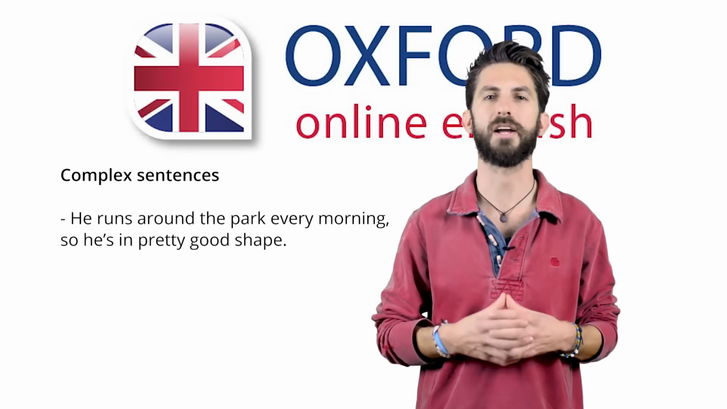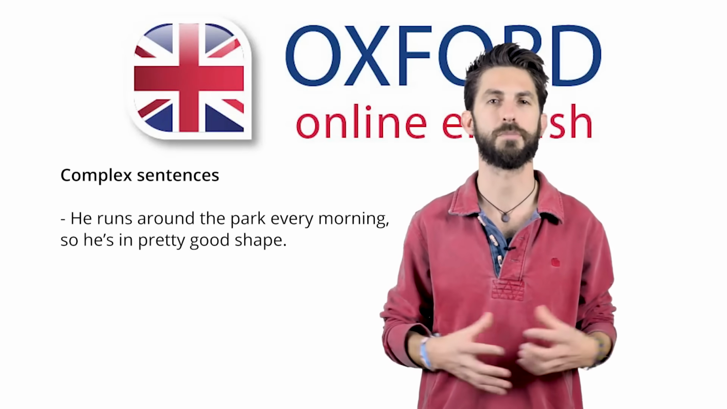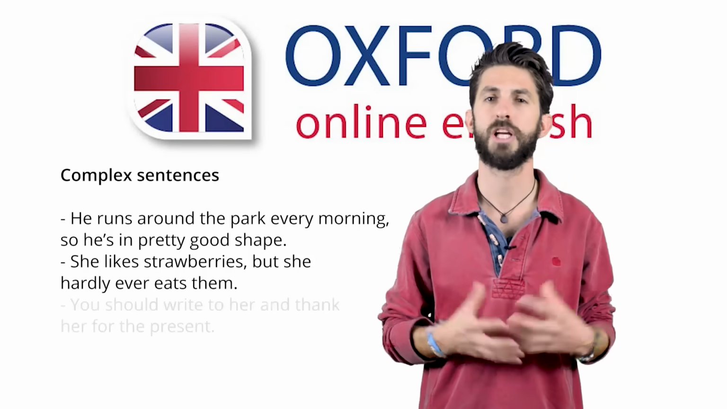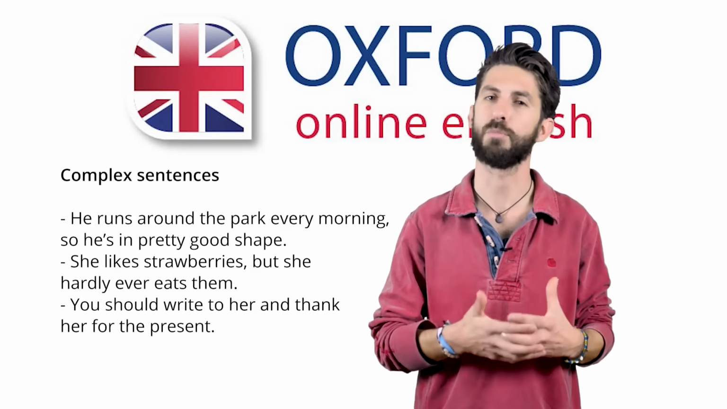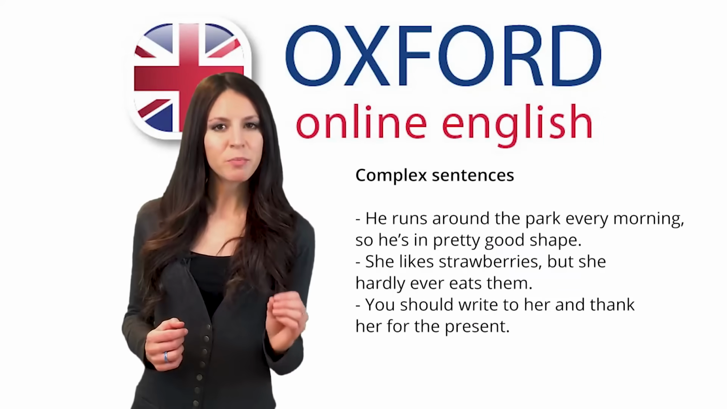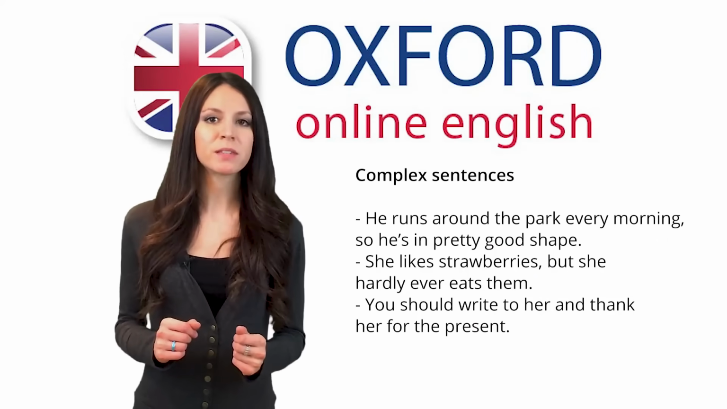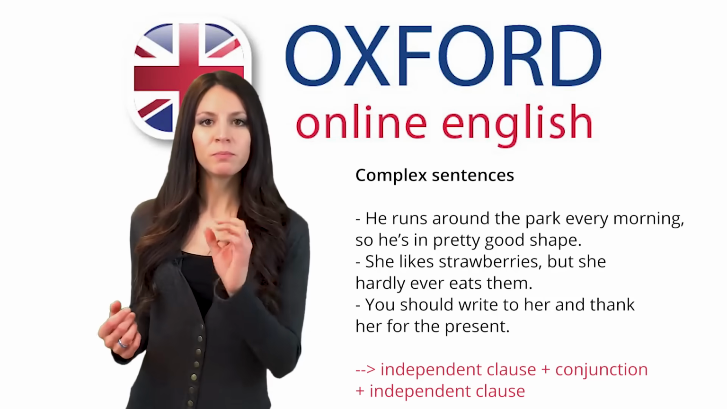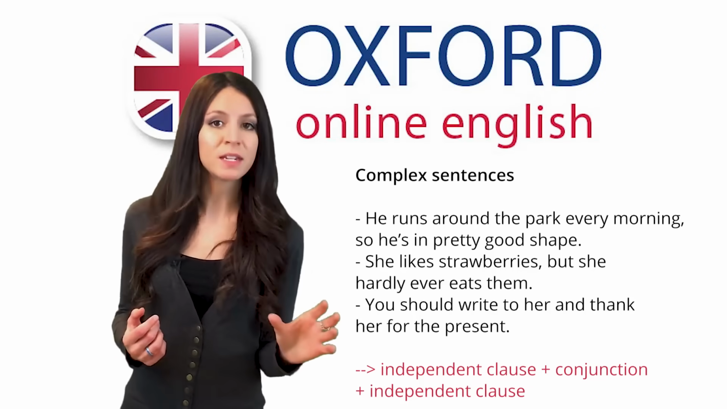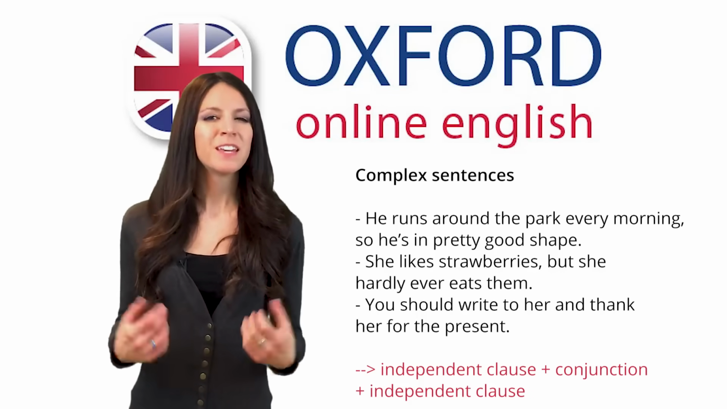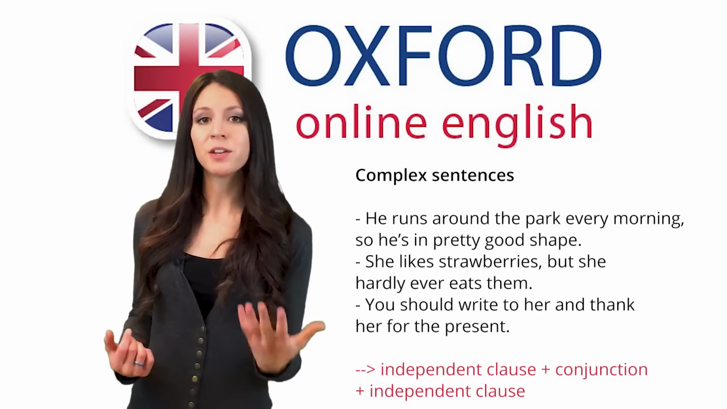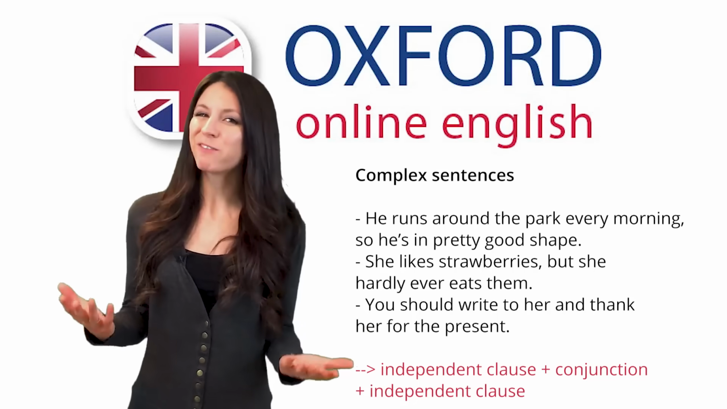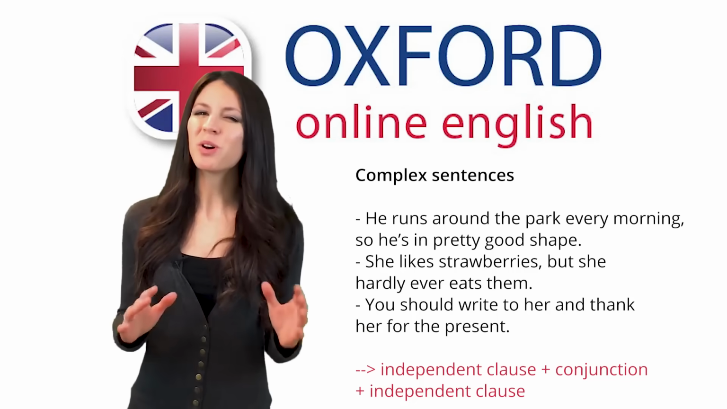He runs around the park every morning, so he's in pretty good shape. She likes strawberries, but she hardly ever eats them. You should write to her and thank her for the present. These are simple examples of complex sentences. Here's your recipe. Independent clause plus conjunction plus independent clause. You generally need a comma at the end of the first clause, before the conjunction, but comma rules are quite flexible in English, so you won't always need a comma.